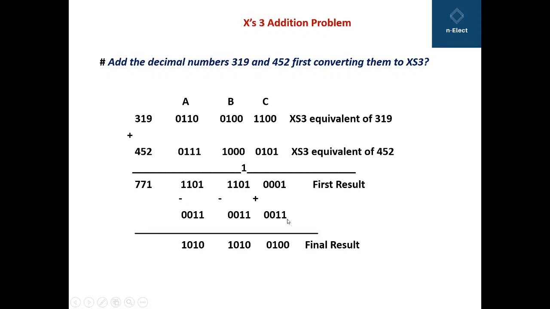When you perform all this subtraction and addition, you will get 1010, 1010, 0100. The result is 771. For 7, the XS3 code is 7 plus 3, that is 10. This is 10. Again for 7 you are getting 10, and for 1 you are getting 4. So this is how the XS3 addition is performed. I hope the idea of XS3 code, XS3 additions, and the rules and regulations to be followed while performing XS3 additions are clear to you. Thank you.